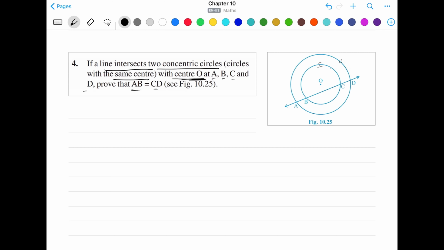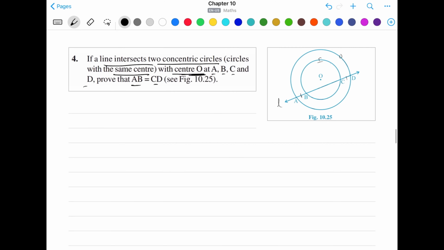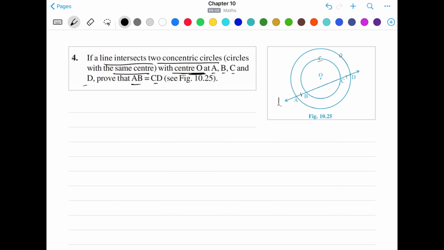Okay, so we have a line, let's name this line as L. So this line L is intersecting the two concentric circles at the 4 points, that is A, B, C and D, and we have to prove that these parts AB and CD are equal. Okay, so let's start this answer. We have the answer number 4.